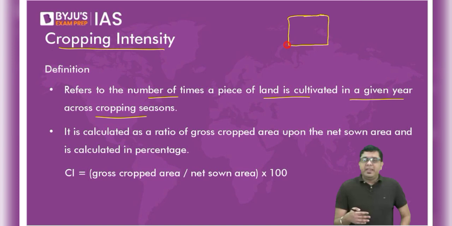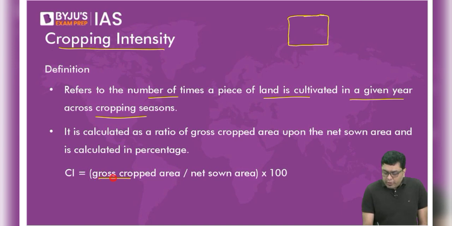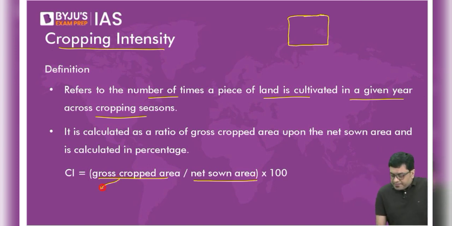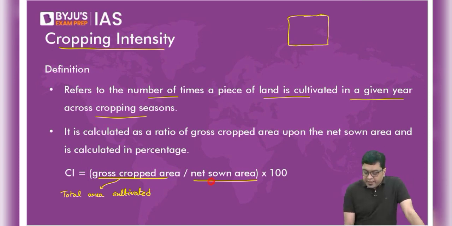So cropping intensity is calculated in terms of percentage, that you will see as gross cropped area by net sown area. So what is gross cropped area? What is the net sown area? Gross cropped area is the total area cultivated. Total area which has been cultivated. Net sown area will be the area of the farmland.